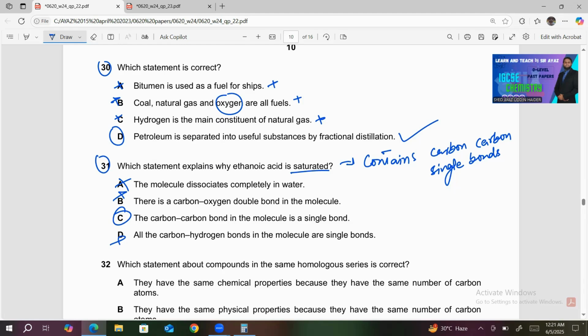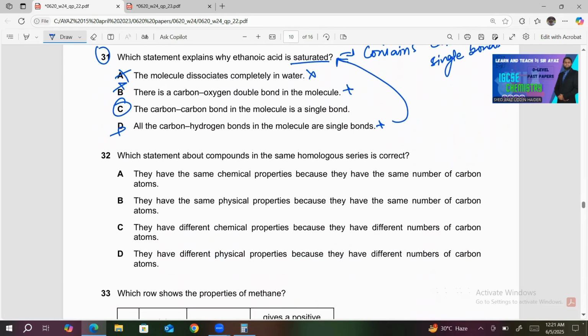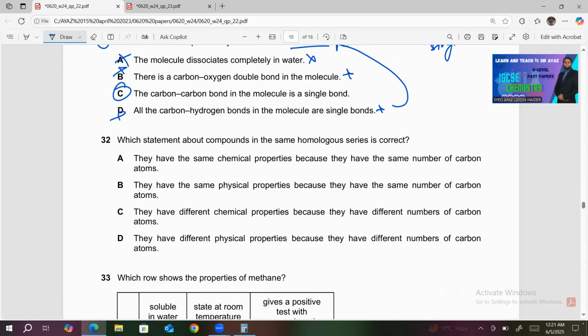In A, what they are saying, the molecule dissociates completely in water. This is incorrect. B, there's a carbon-oxygen double bond in the molecule. This is also incorrect. We don't have any carbon-oxygen double bond here. In D, all the carbon-hydrogen bonds in the molecule are single bonds. This is not related to the term saturated. Saturated means carbon-carbon single bonds. C is the right answer.